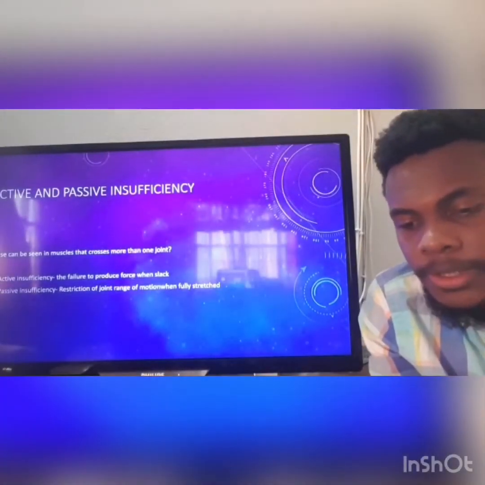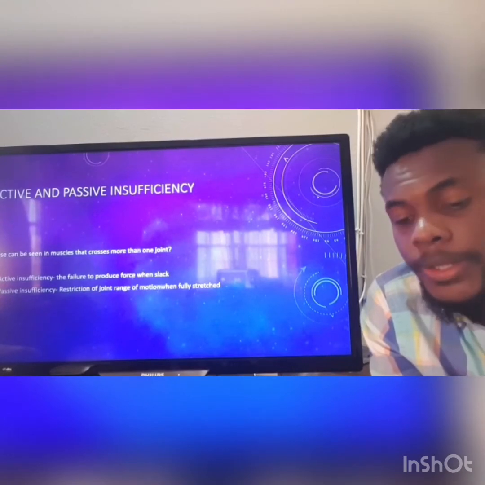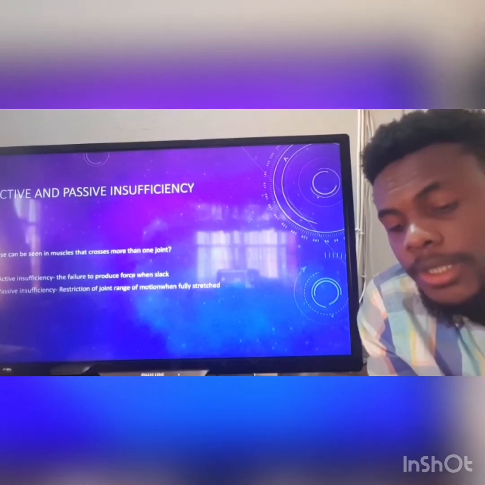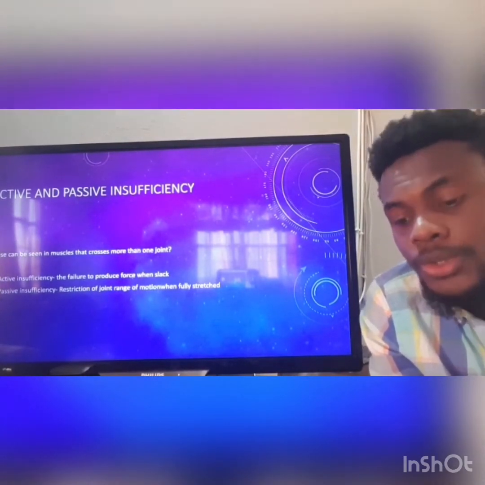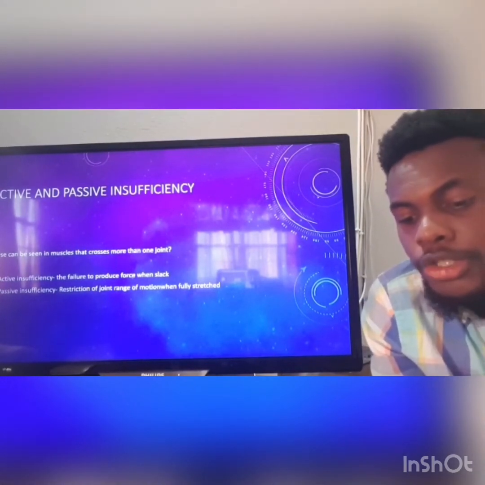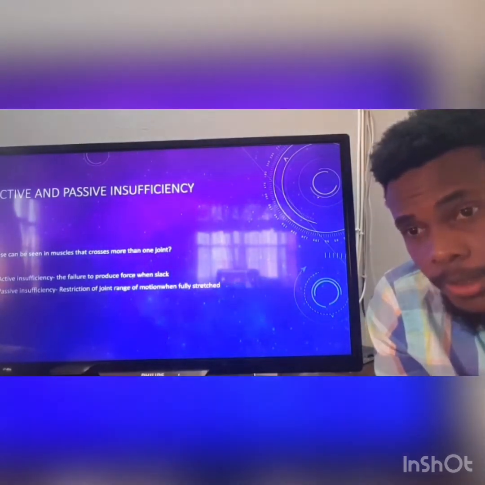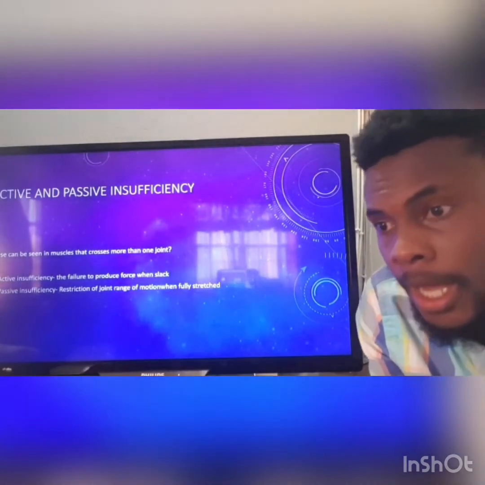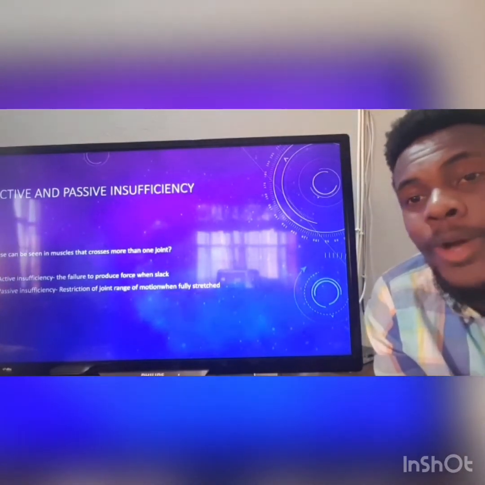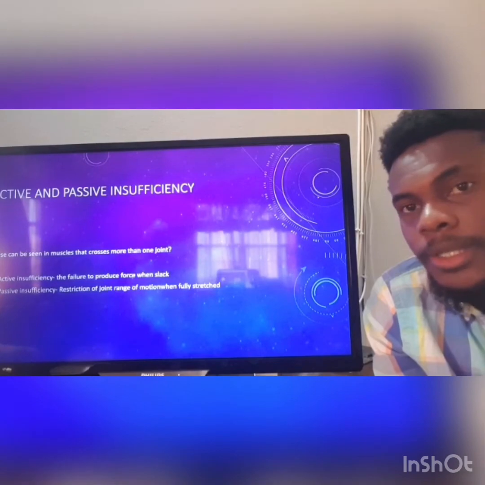Active and passive insufficiency. These can be seen in muscle that crosses more than one joint. The active insufficiency, this is the failure to produce force when slack. The passive insufficiency, the restriction of joint range of motion when fully stretched. So after doing some research, I developed a graph that I think would simplify active and passive insufficiency.